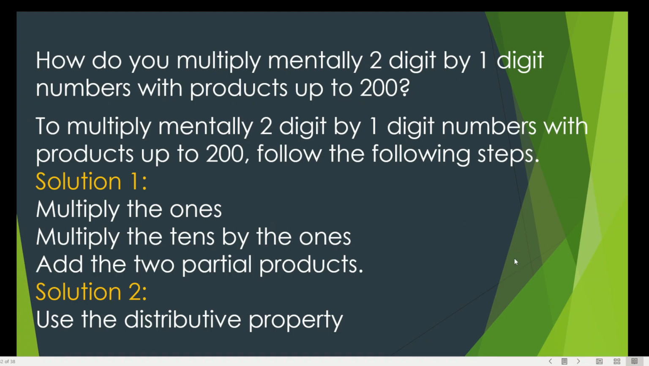So let us all summarize the topic for today. How do you multiply mentally 2-digit by 1-digit numbers with products up to 200? To multiply mentally 2-digit by 1-digit numbers with products up to 200, follow these steps. So we have solution 1: multiply the ones, multiply the tens by the ones, add the two partial products. And for our solution number 2, use the distributive property.